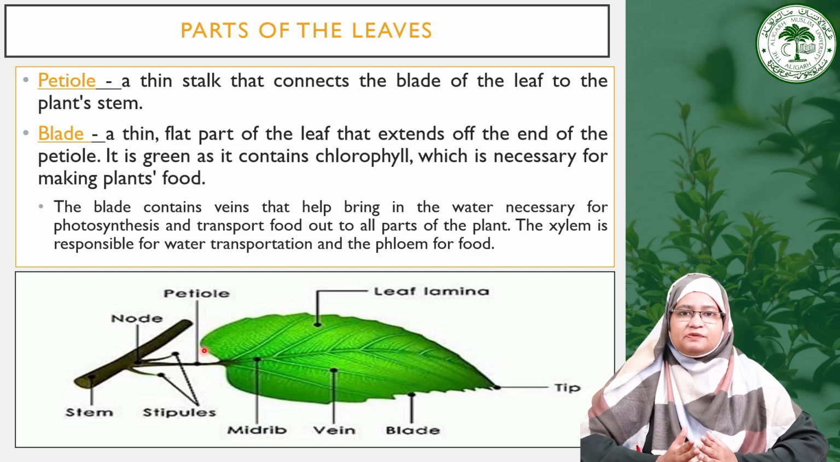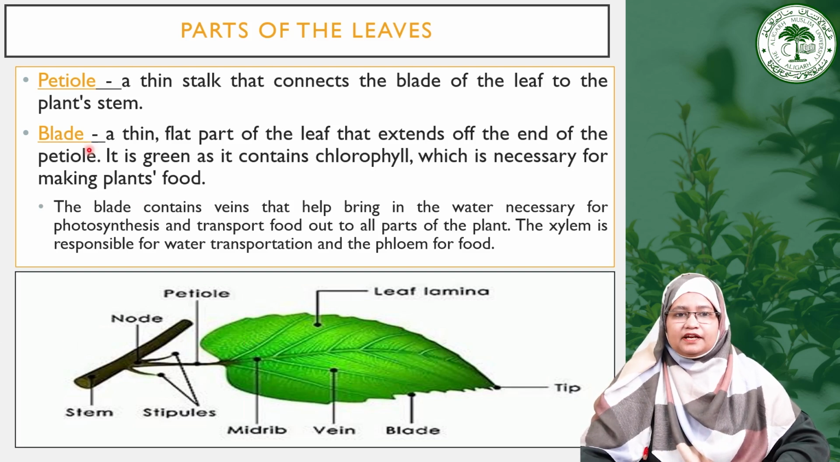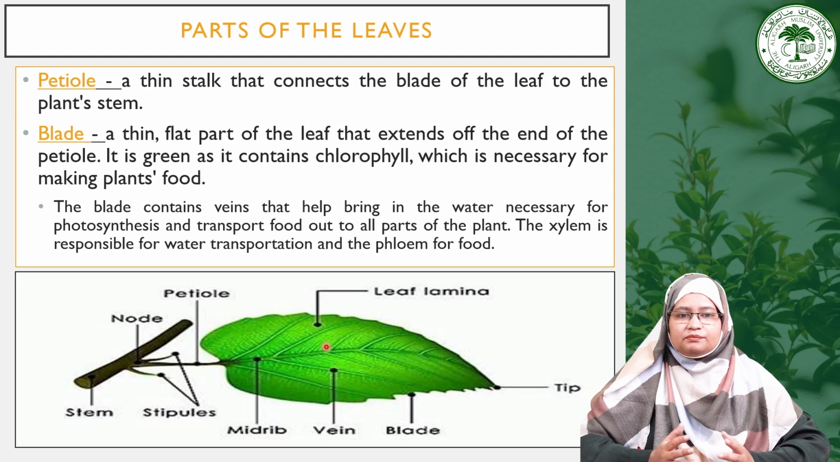So, when the petiole is present, the leaf is termed petiolate, and if the petiole is not present, this type of leaf is called a sessile leaf. Then the next part of the leaf is the blade. The blade is a thin flat part, as you can see here, that extends off from the petiole, and it contains chlorophyll, which is necessary for the food making process, that is photosynthesis.